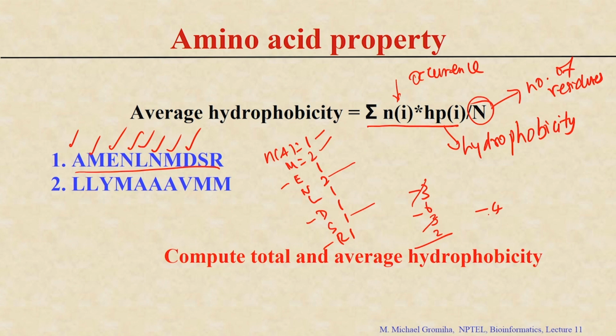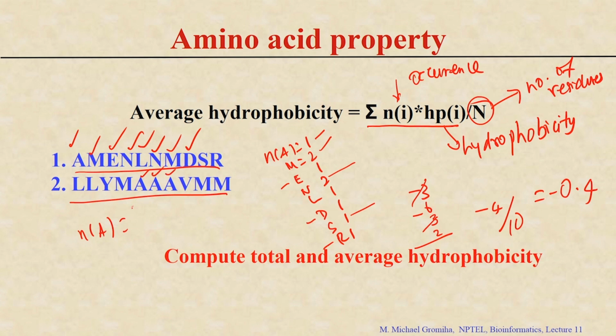minus 4. So we take the second equation, this sequence, and apply the same equation here. This 4 is the total value. If you want the average, 4 divided by the number of residues, 1 2 3 4 5 6 7 8 9 10, this equals minus 0.4. We take the second sequence; here, how many times A?